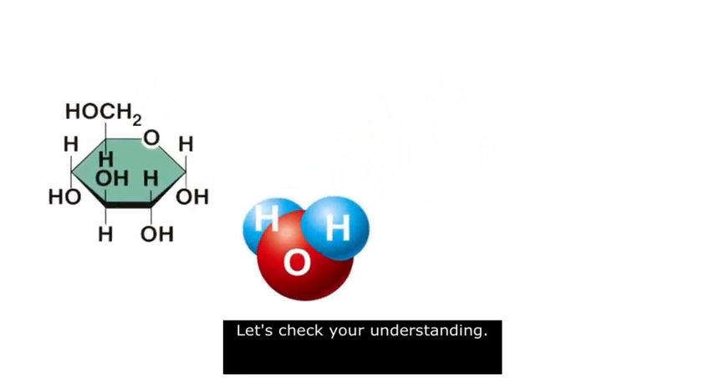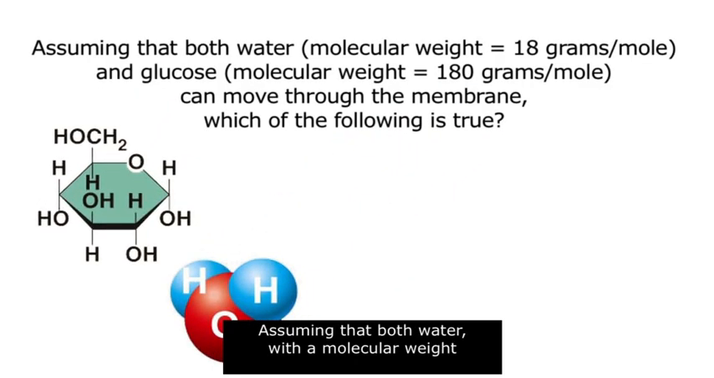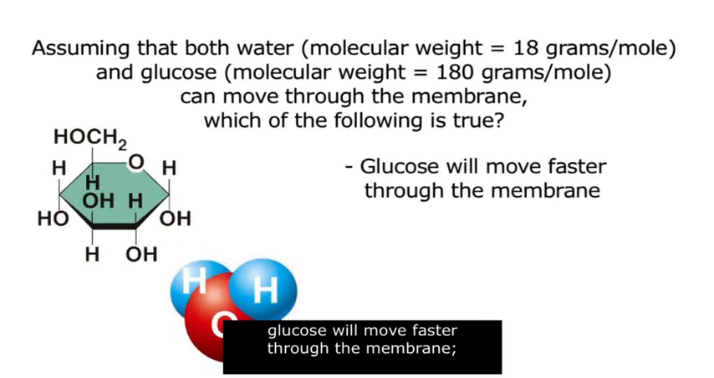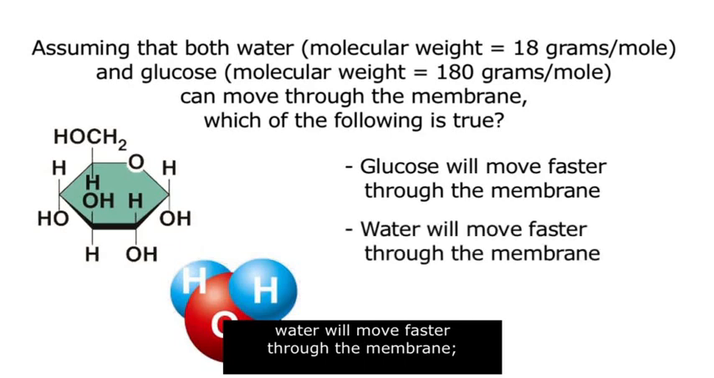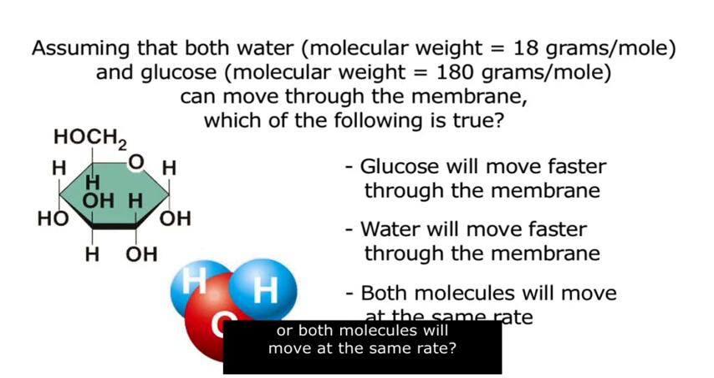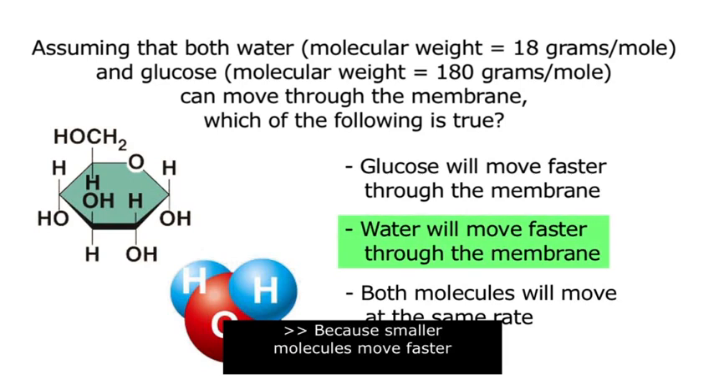Let's check your understanding. Assuming that both water, with a molecular weight of 18 grams per mole, and glucose, whose molecular weight is 180 grams per mole, can move through the membrane, which of the following is true? Glucose will move faster through the membrane, water will move faster through the membrane, or both molecules will move at the same rate. Because smaller molecules move faster than larger molecules, water will move faster.